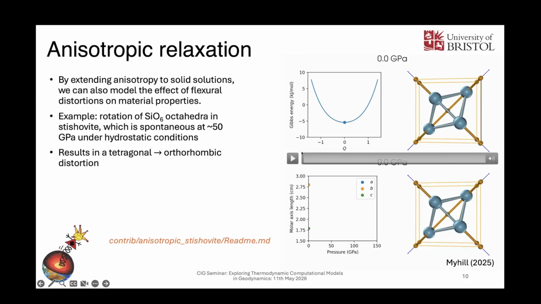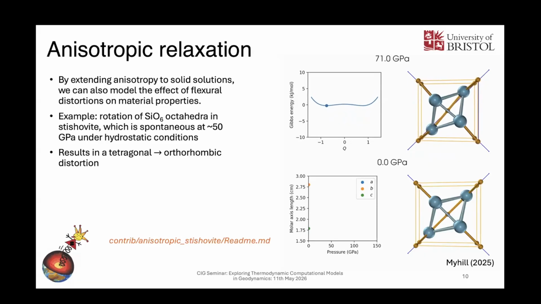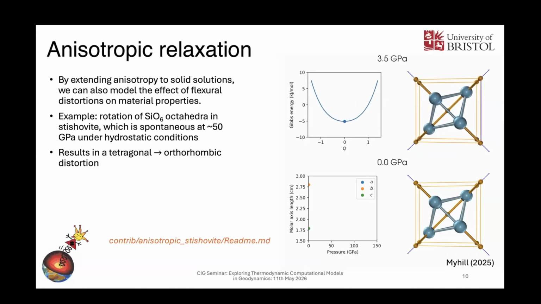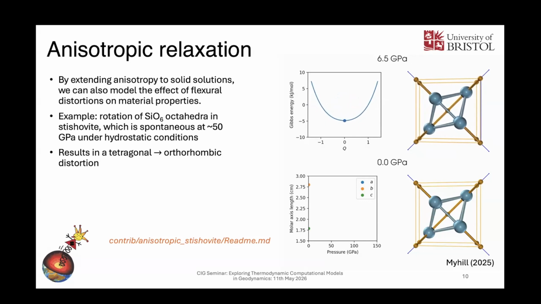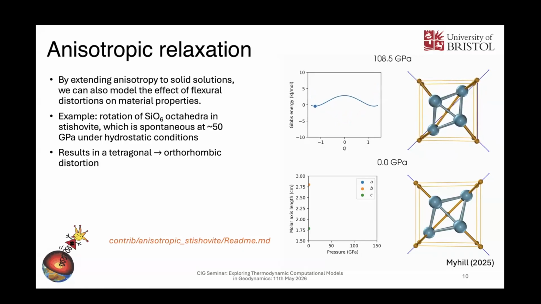And so what we can do is look at the shape of that Gibbs energy curve as a function of pressure and temperature, and look at what the most stable phase should be. If I show the simulation, you can see that we have this convex down shape that decreases as you increase the pressure. And at some point, you get to the point at which we don't have a single minima, we have two minima. And that's the point at which we can have that spontaneous octahedral tilting, which is this displacive phase transformation.